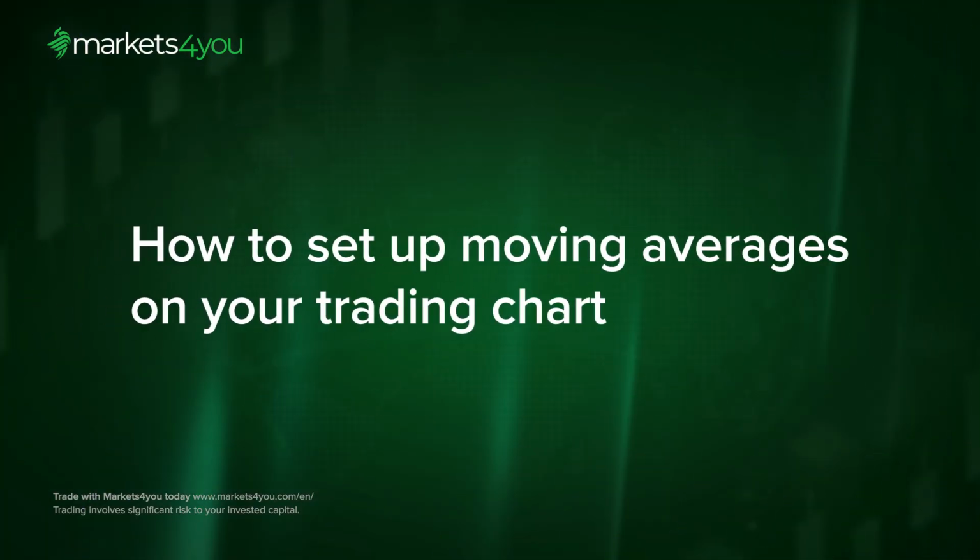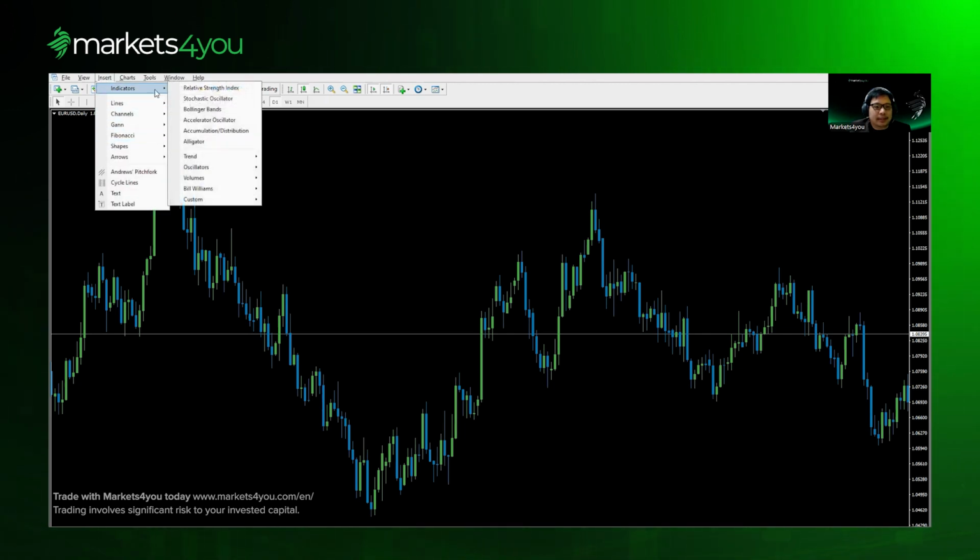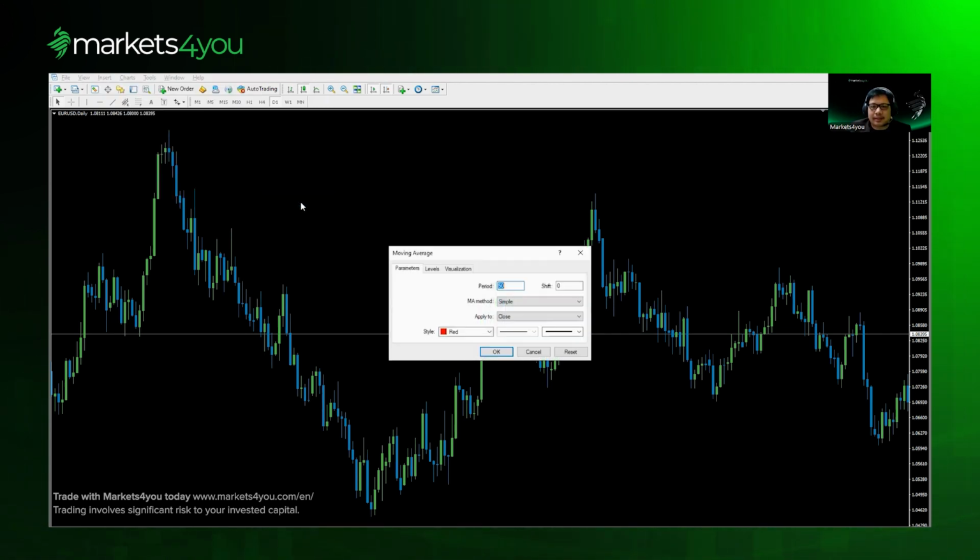Let's set up the moving average on our chart. Whether you are using MetaTrader or any other platform, the steps are quite similar. To set the moving average, open the trading platform. In this particular video, I'm using MetaTrader 4 or MT4. Go to the insert menu, and then select indicators, then select trend, and then select moving average.